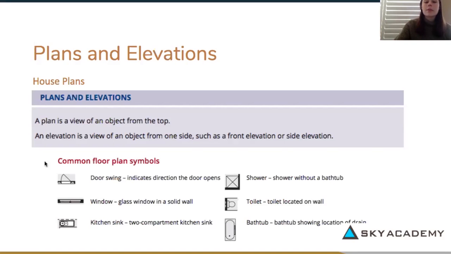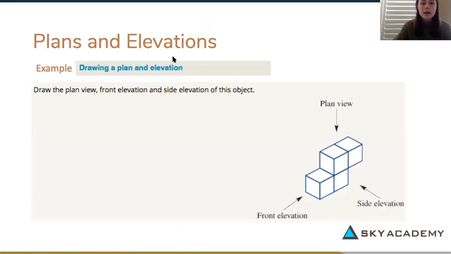Here are some common floor plan symbols. So we have a door which swings open in that direction. We have a window, kitchen sink, shower, toilet, and bathtub. You don't really need to know these, they're kind of common sense, but just so you're familiar with them would be important.